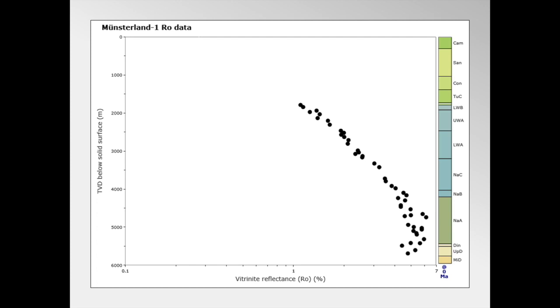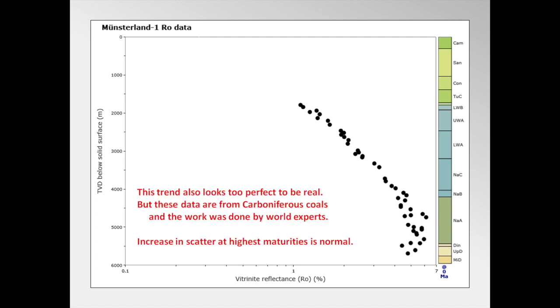In 1962, reflectance had only ever been applied to coals. It had never been used for kerogens or rocks that didn't contain coaly material. The Carboniferous in Münsterland 1 was very rich in coals, but the Cretaceous was not. This is one of those rare and extremely happy occasions where the RO data appear to be completely trustworthy.